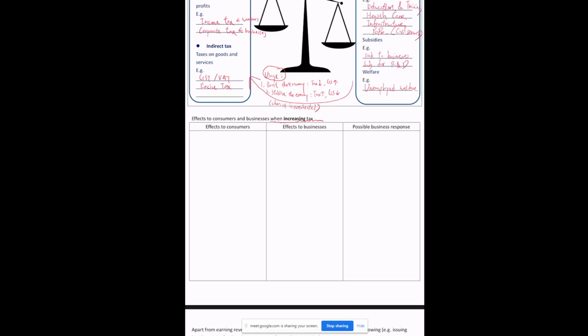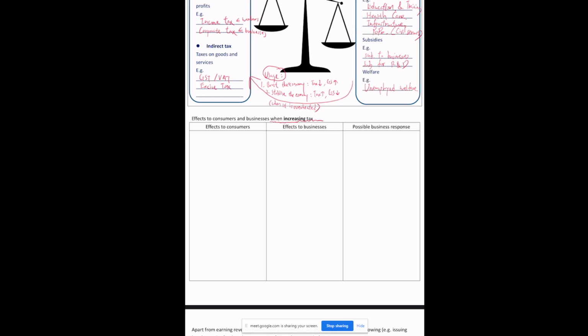Okay, boom, right? So you see here, once again, if the government is increasing the tax, they're trying to stabilize the economy, because they see the economy is getting too hot and they want to slow down all the economic activities so that the inflation will not be too great.